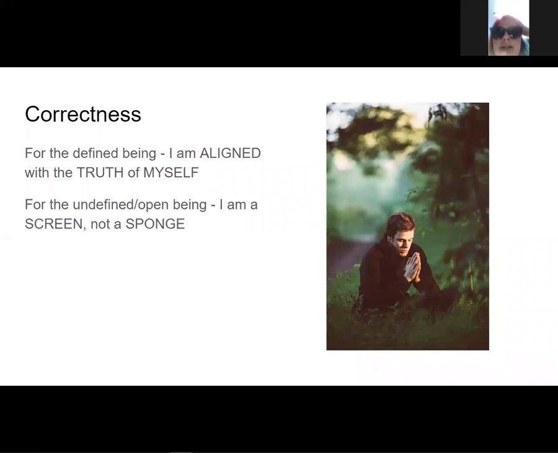And then for those with undefined or open centers, the correctness is: I am a screen and not a sponge. So when you're emotionally open or undefined in any center in your body graph, you have the option of sponging up that energy, carrying it with you, letting it kind of wreck you. Or you can go, you know what, I realize that I'm open in this area and I can step back and just observe: what is it that I'm feeling? Why am I feeling this? With the awareness that it's probably somebody else that's bringing me this feeling, now what can I do with it? That's the beauty and the superpower of having that openness and having the awareness, going, okay, this is something that now I can manage because I know the truth of it.